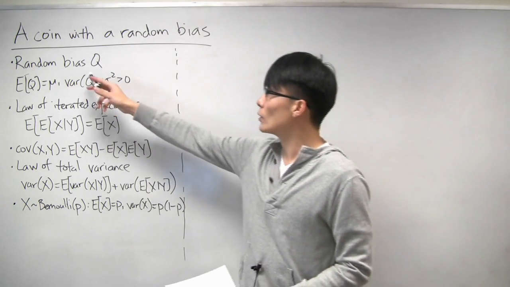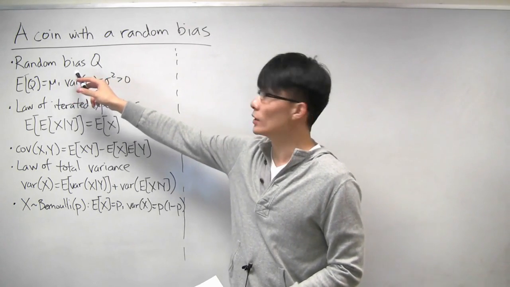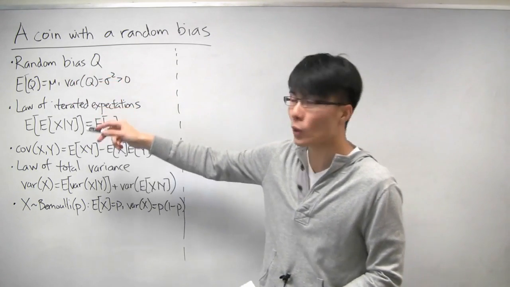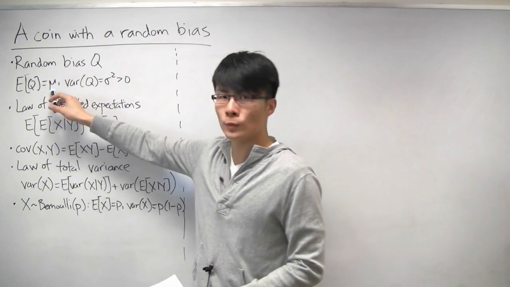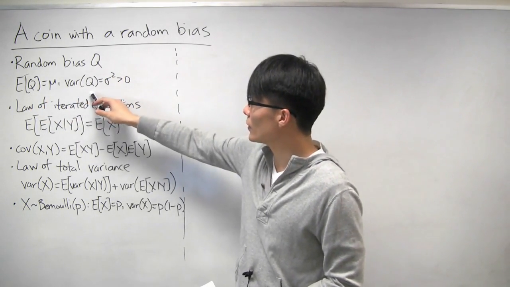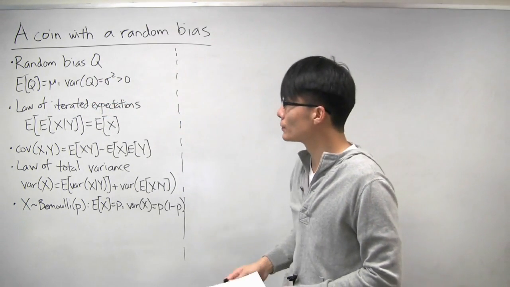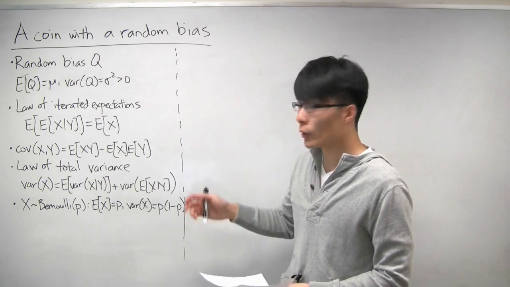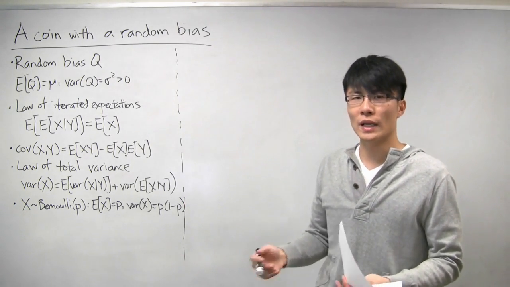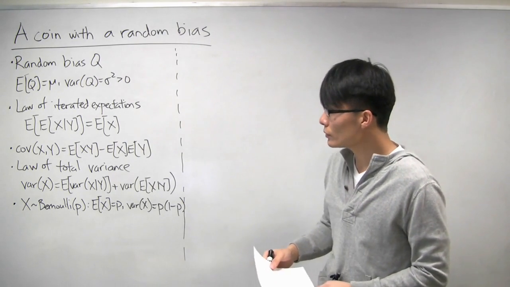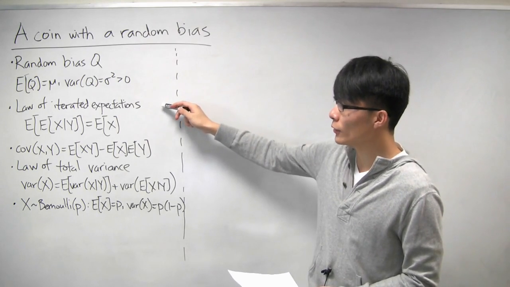But the difference here is that the bias is a random variable q. And we're told that the expectation of this bias is some mu, and that the variance of the bias is some sigma squared, which we're told is positive. And what we're going to be asked is to find a bunch of different expectations, covariances, and variances. And we'll see that this problem gives us some good exercise in a few concepts.